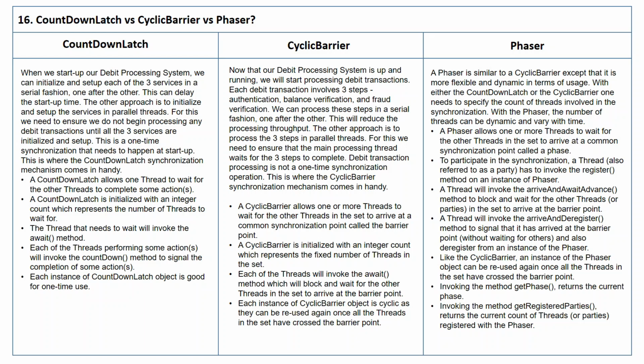Like the cyclic barrier, an instance of the phaser object can be reused again once all the threads in the set have crossed the barrier point. Invoking the method getPhase returns the current phase. Invoking the method getRegisteredParties returns the current count of threads, or parties, registered with the phaser.